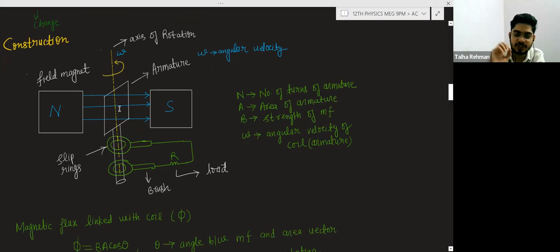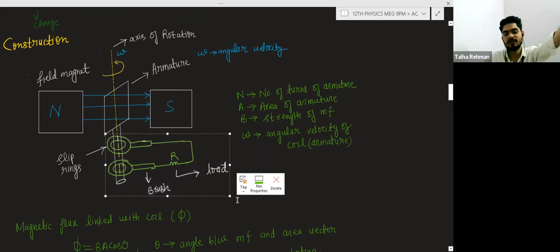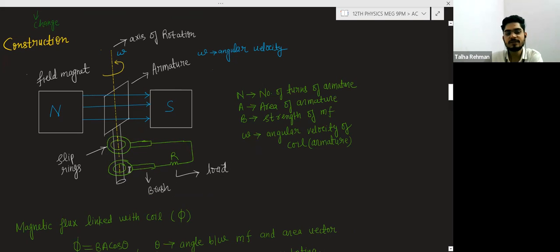Remember this point: change in magnetic flux linked with the coil. According to Faraday's law, whenever there is a change in the magnetic flux linked with the coil, an induced EMF will be there in the coil, and due to that induced EMF we will get some current. Here we get the current with the help of these slip rings. These are the brushes, and from here we get the current, and this is our load. Load can be your laptop, television, LCD or anything.